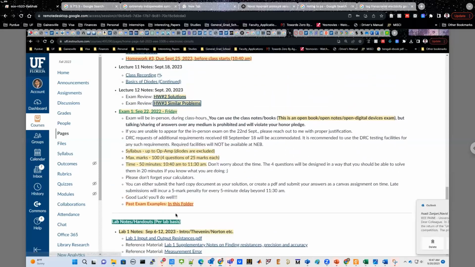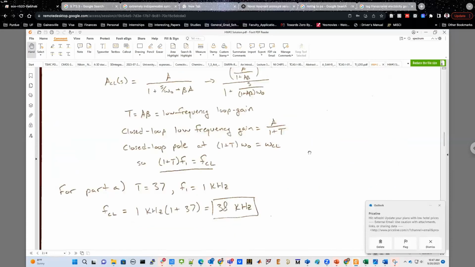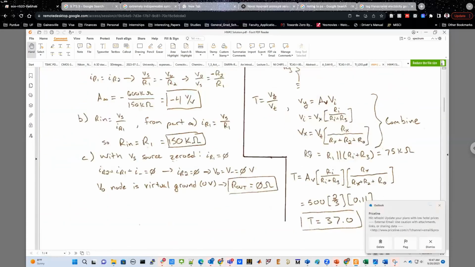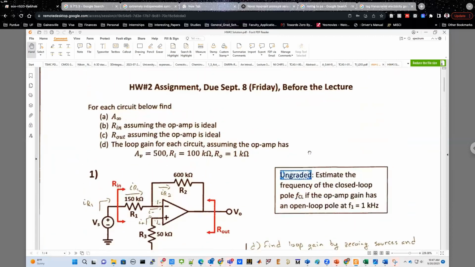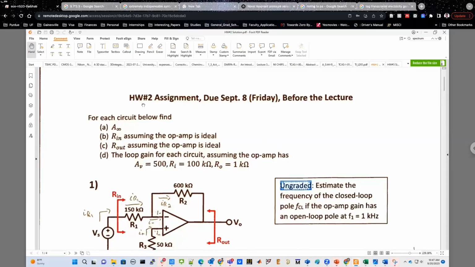Okay, so with that, today we'll discuss homework 2 solutions, as well as some of the problems which are very similar to your homework 3. All right. The homework 2 solutions have already been posted in Canvas. For all of these circuits that you see for homework 2, you are required to find A infinity. And A infinity is basically the gain of the circuit, the gain of the whole system that you see, not just the op amp.